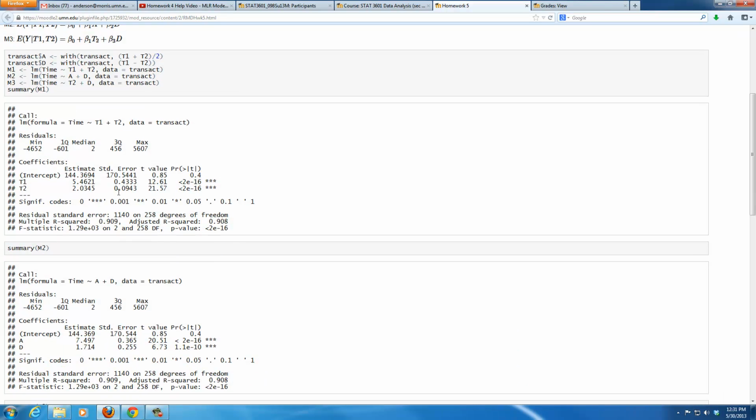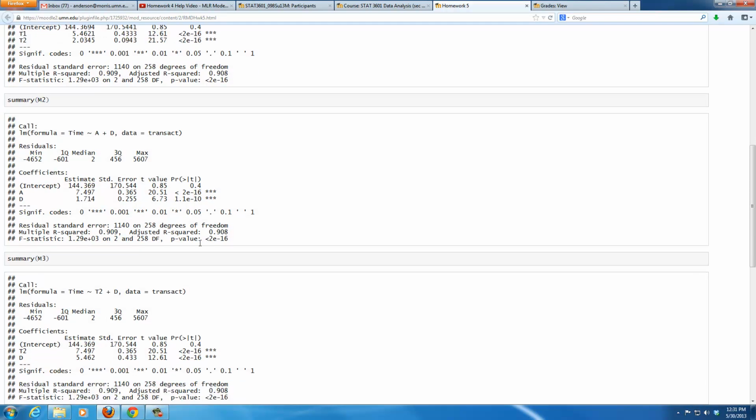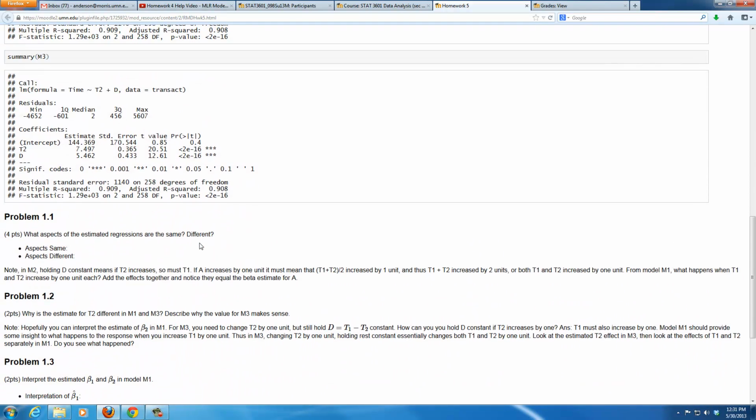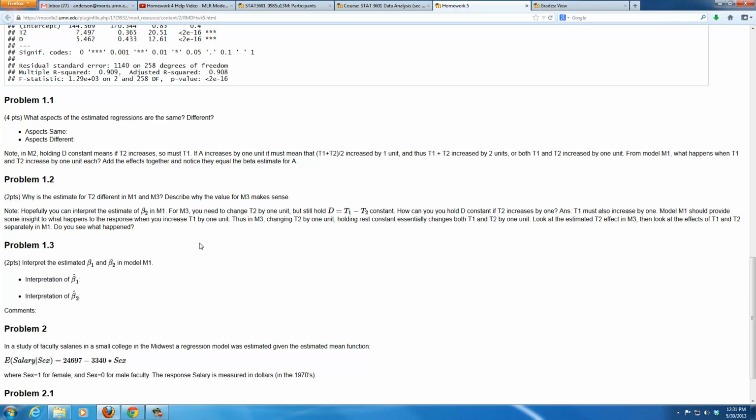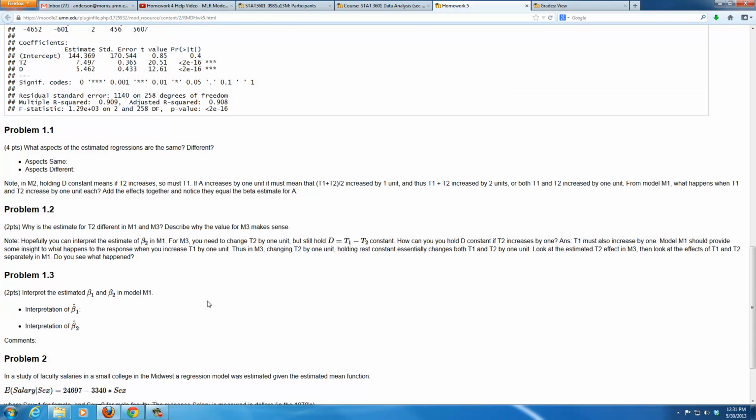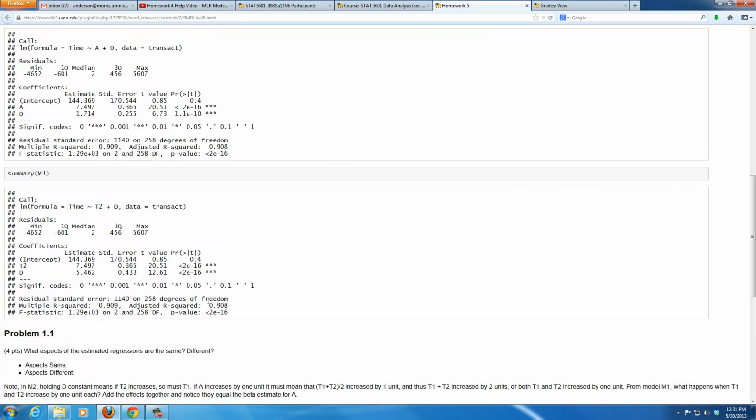And then we print out summaries of Model 1, Model 2, and Model M3. And then we ask some questions. In 1.1, I want you to look through the summaries of these three models and talk about what things are the same and what things are different. And by things, I mean parameter estimates, like the intercepts, the beta 1 and beta 2 coefficients. Are they the same or different?